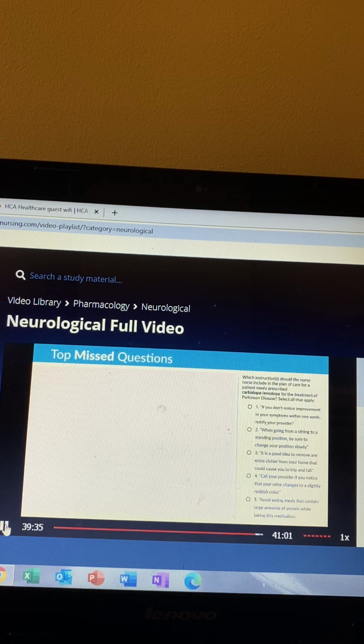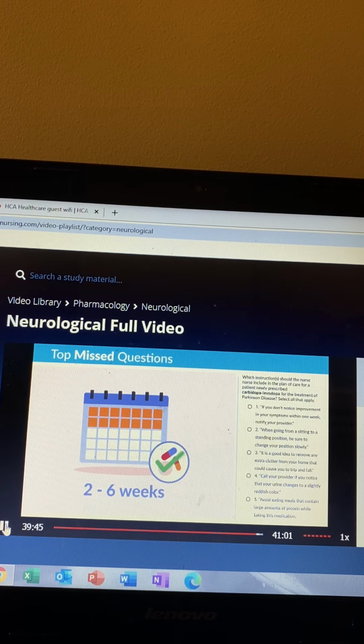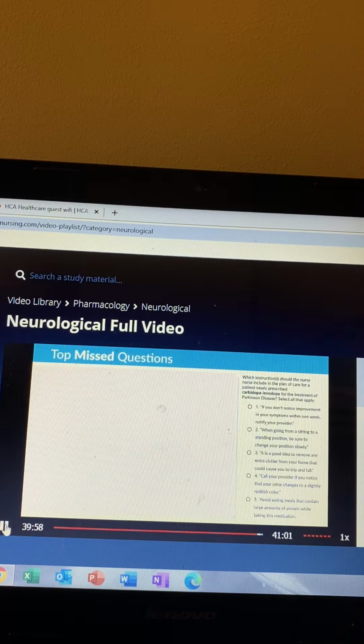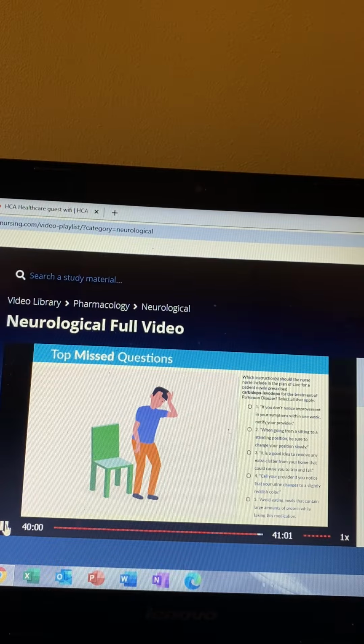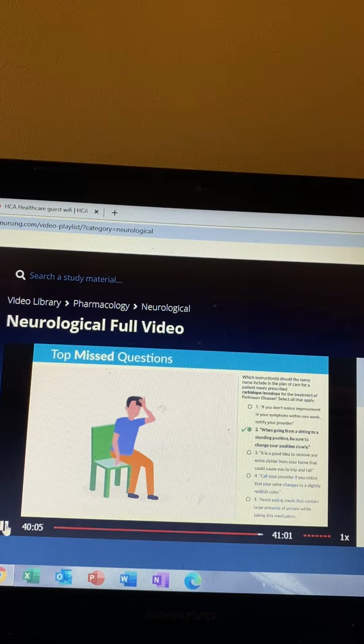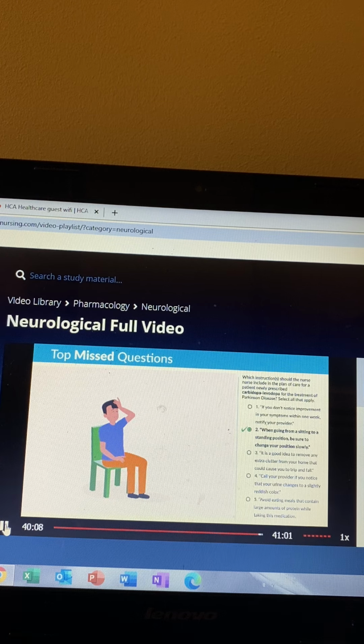Option number 1, if you don't notice improvements in your symptoms within 1 week, notify the provider. This is big time incorrect. Any drug that acts on the brain usually takes a few weeks. Specifically, levodopa takes about 2 to 6 weeks to kick in. Typically, any neurotransmitter drug does, guys, so put that in your back pocket for the antidepressant section. Now, option 2, when going from sitting to standing position, be sure to change your position slowly. Yes, again, typically any brain drugs affecting balance, we have to do slow position changes.